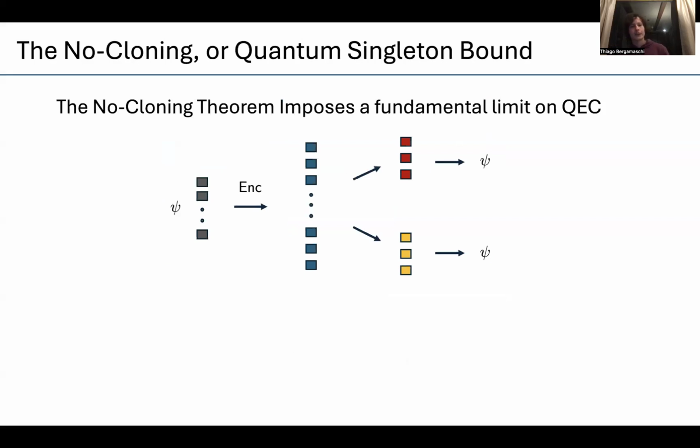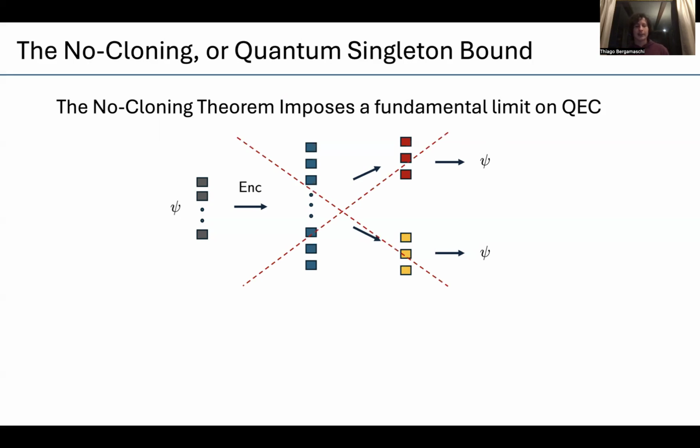Great. So if you know anything about quantum mechanics, you may have heard about the no-cloning theorem. The no-cloning theorem basically says that there's no physical procedure to take an arbitrary quantum state psi, encode it, possibly manipulate it into two other systems, and recover the original state psi from both of those systems.